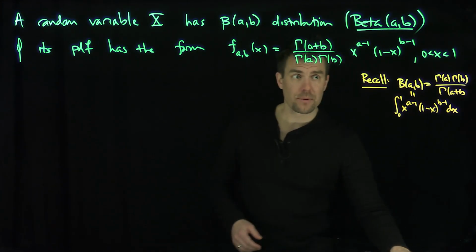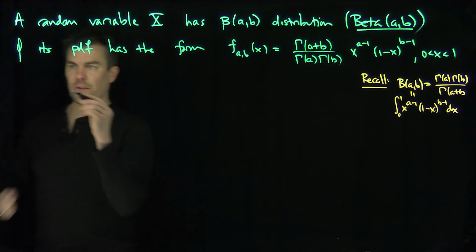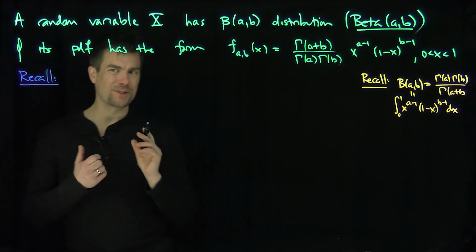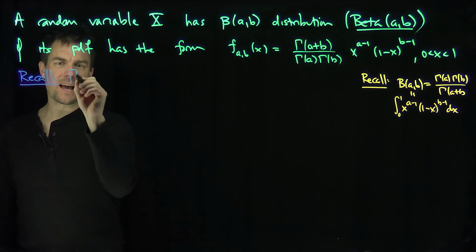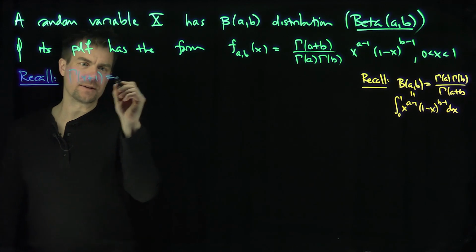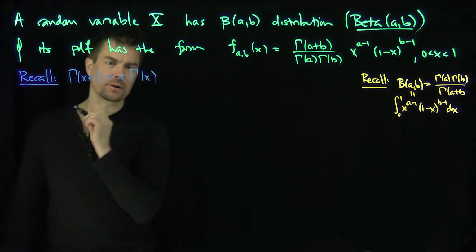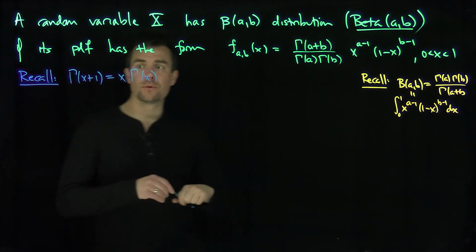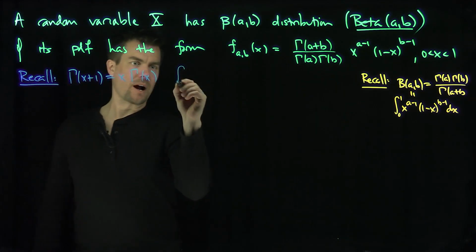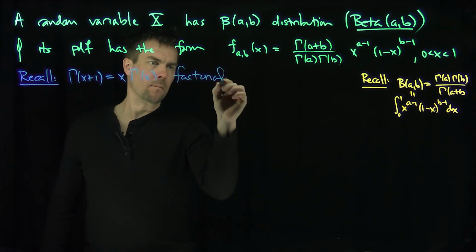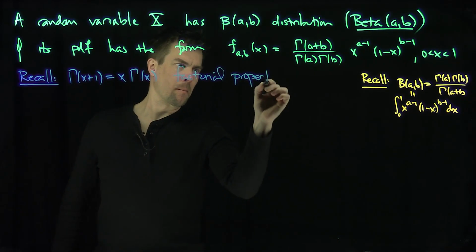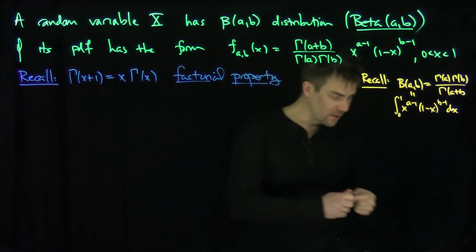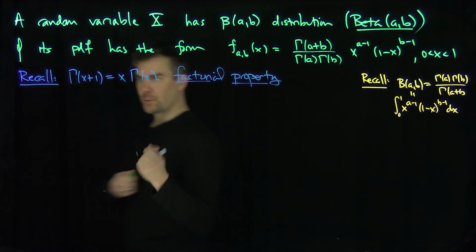Now we're going to use a fundamental property of the gamma function. Recall from another video that the gamma function has this very special property: gamma of x plus 1 is equal to x gamma of x, right? So it has this sort of factorial property. So what I'm going to do now is use this factorial property to find moments of this beta distribution. So let's do the first moment.